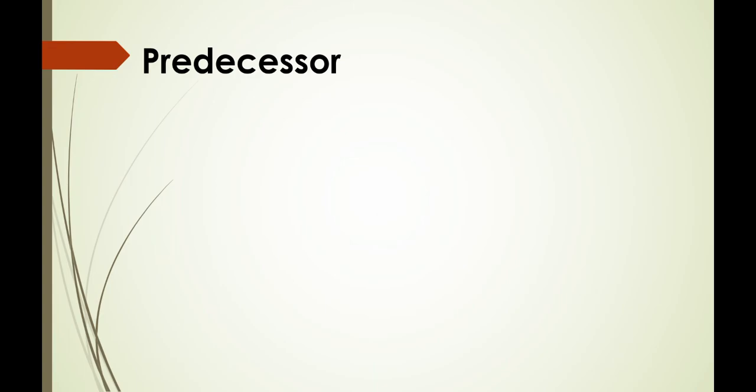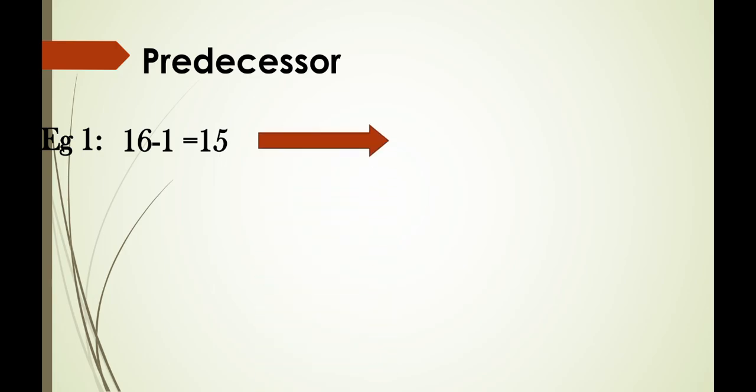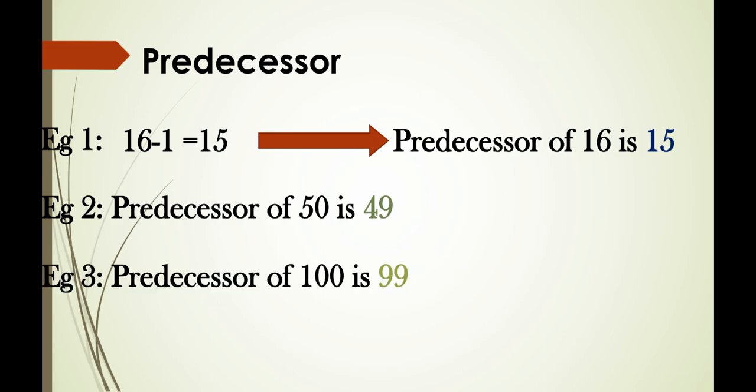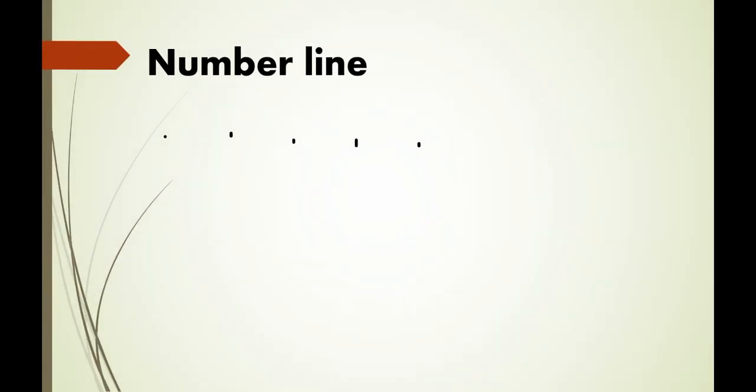Now comes the next word, that is predecessor. Predecessor means the opposite of successor, the number which is before. Example, 16 minus 1 is 15. So we can say that the predecessor of 16 is 15. Which is the number before 16? 15. Predecessor of 50. What's the number before 50? 49. So the predecessor is 49. Predecessor of 100 is 99. So that's predecessor.